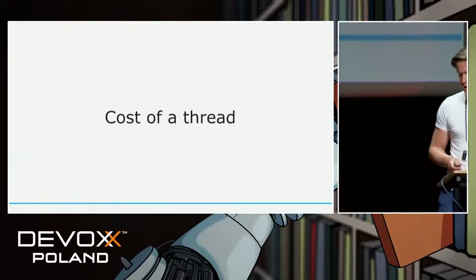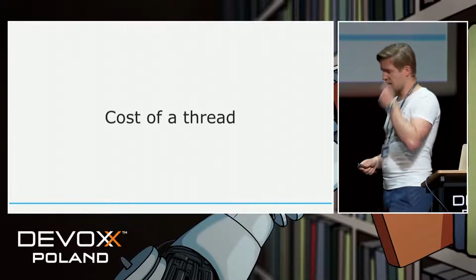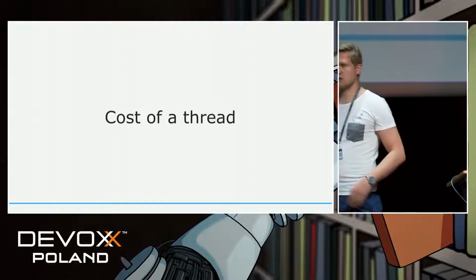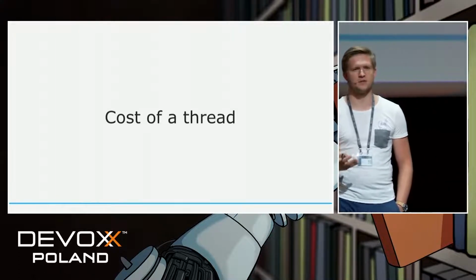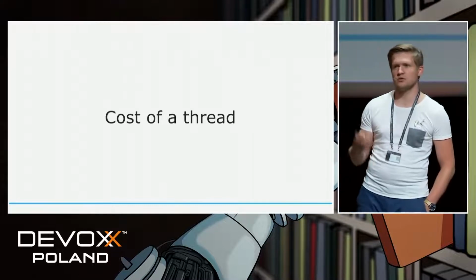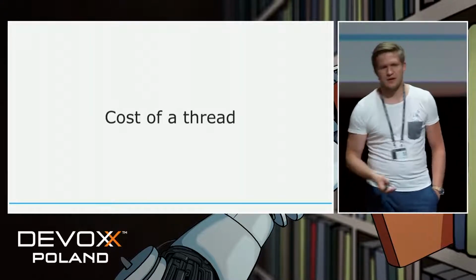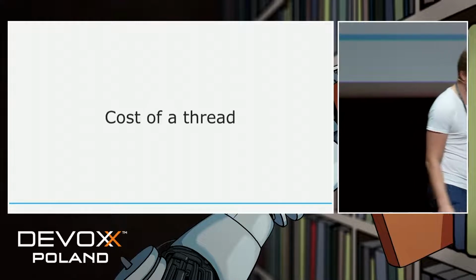So let's take a moment here and wonder how many threads can we actually spawn? How expensive is it to spawn a new thread? Why are we able to spawn thousands of them and our applications are still running?